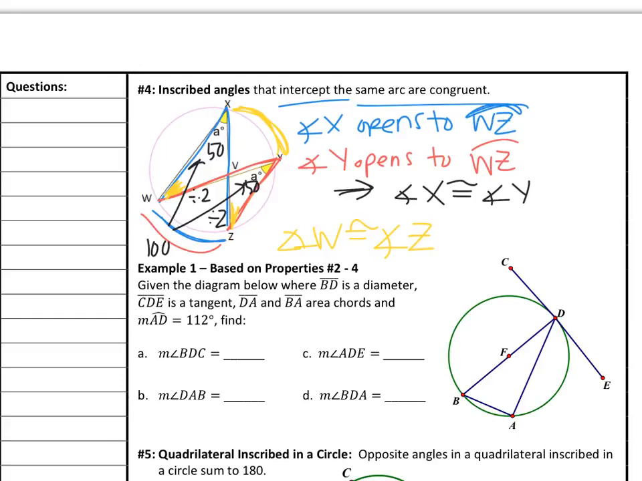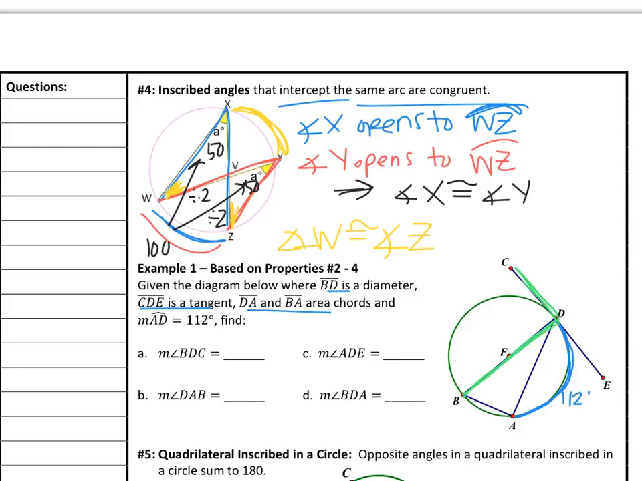All right, so now we've got this example that says we've got a diagram where the diameter is drawn, BD, CDE is a tangent, and DA and BA are chords, and the measure of arc AD is 112. So this arc right here, A to D, is 112. Find the following. BDC.